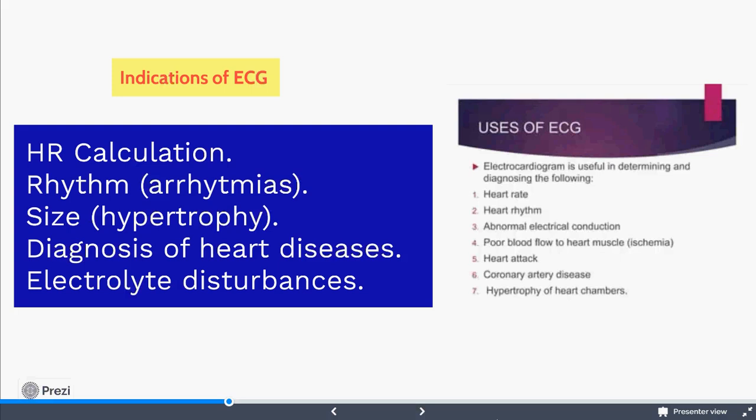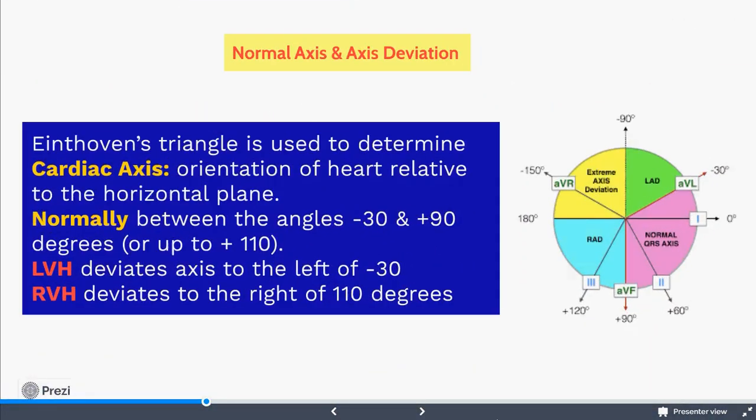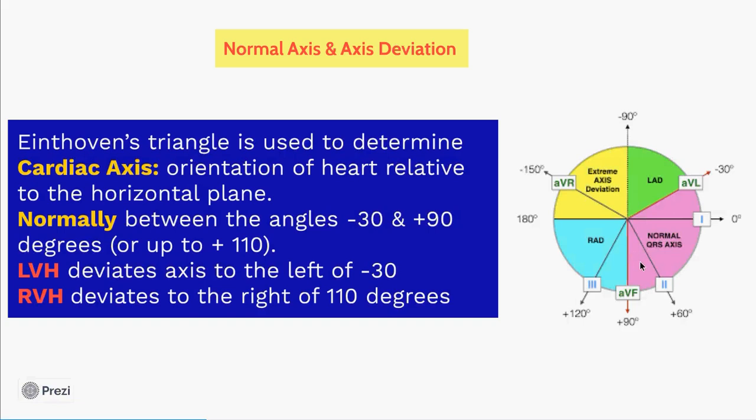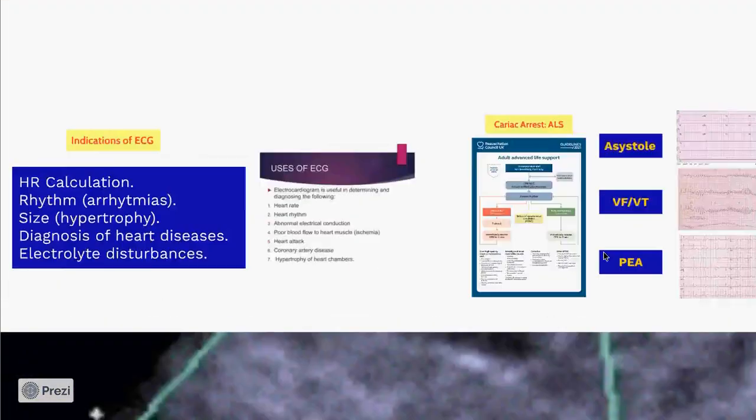left ventricular hypertrophy. How do you know the size of the heart from the ECG? By the axis. If the axis is normal, the size of the heart is normal. If you have left axis deviation, the left ventricle is hypertrophied or enlarged. If you have right axis deviation, the right ventricle is hypertrophied or enlarged.